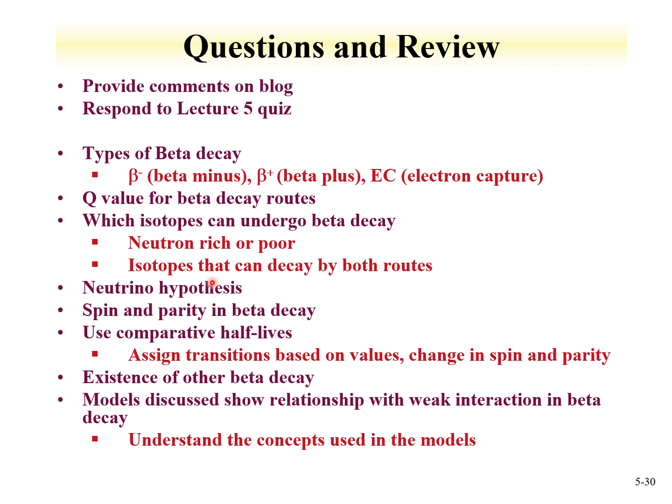You should be able to understand and utilize the neutrino hypothesis, explain how the neutrino hypothesis came about, and what were the parameters that led to it. You should understand spin in beta decay, how changes in spin and parity impact the beta decay routes, and probabilities of those decays. You should be able to use comparative half-lives in that equation that shows values for comparative half-lives. You should be able to assign transitions based upon those values or the changes in spin and parity in those transitions. You should also be able to discuss the existence of other beta decay modes, for example, double beta decay.